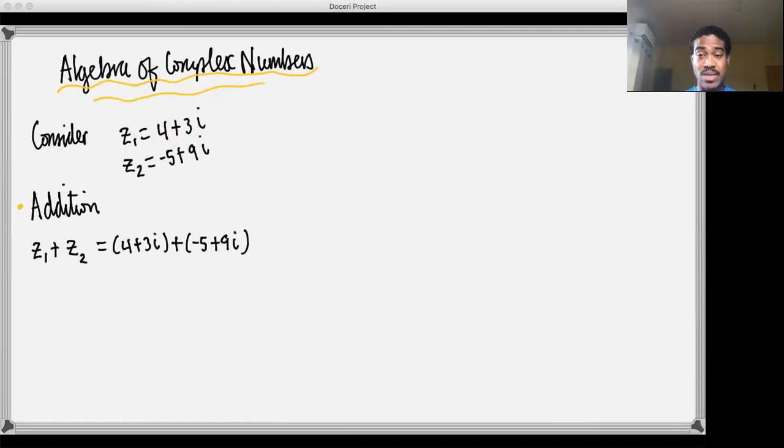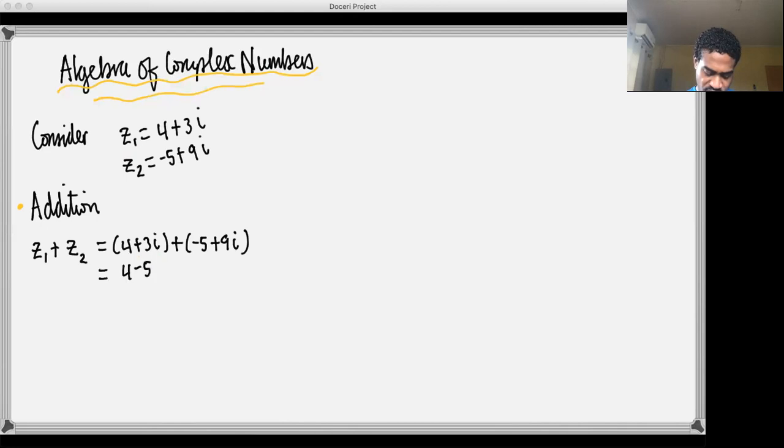And all we simply do when you add two complex numbers is add like terms. In other words, when we say you add like terms, your real part will add to your real part, and you add or subtract your imaginary part with your imaginary part. So you will take the 4 and add it to the negative 5, and you will take the 3i and add it to the positive 9i. So that's what we would do.